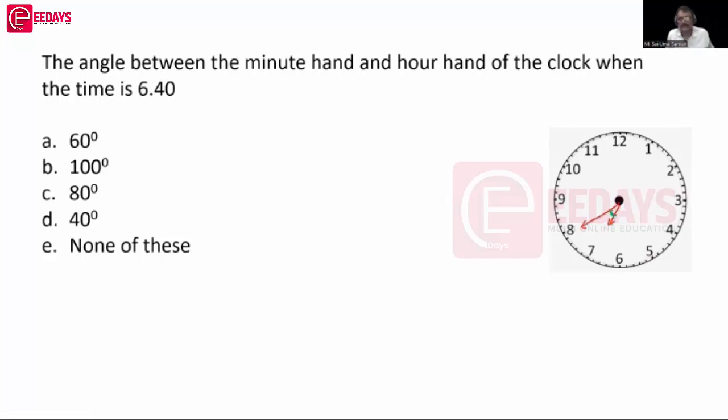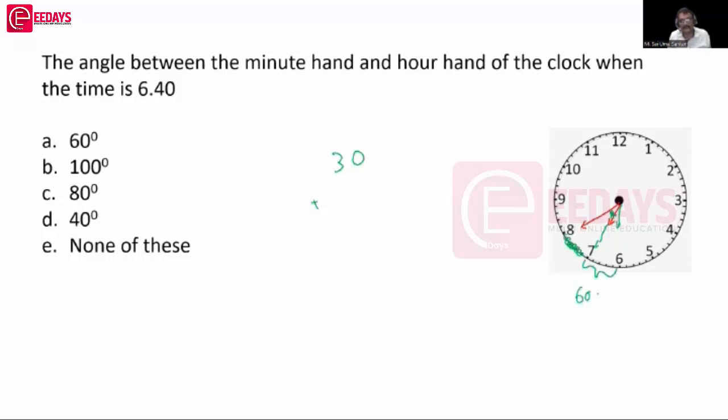It's very simple. A simple method is, what is the hour space? How many degrees? 30 degrees. Plus, the difference between this position and this position. The hour hand is only 20 minutes apart. For the hour hand to go from 6 to 7, how much time does it take?